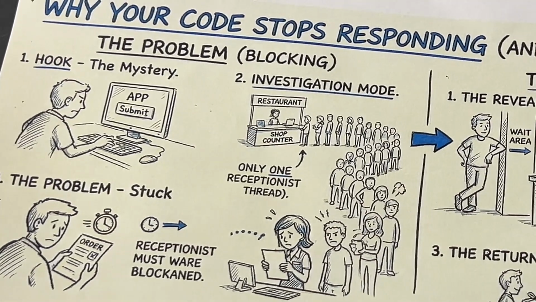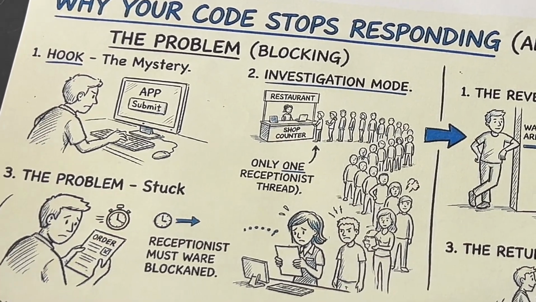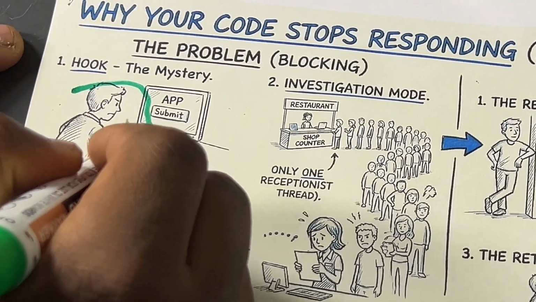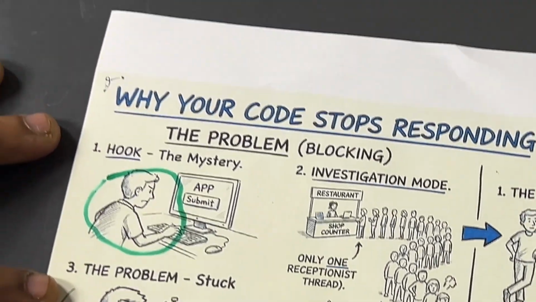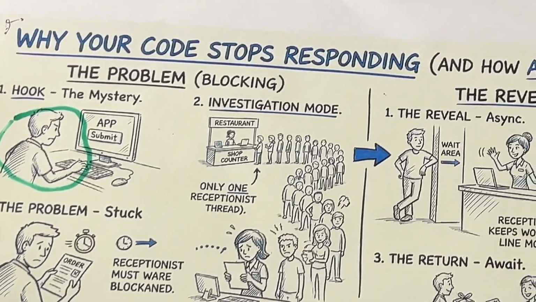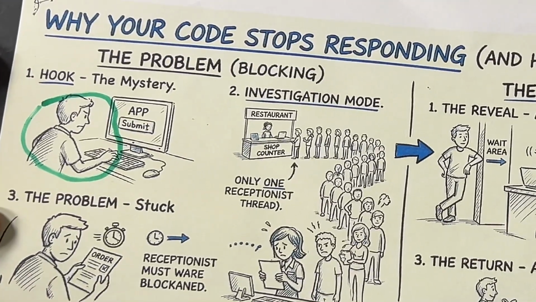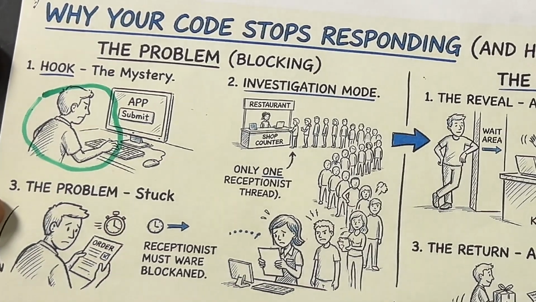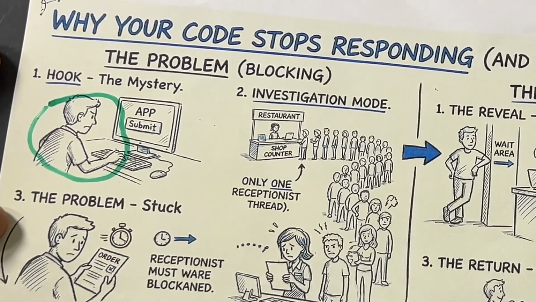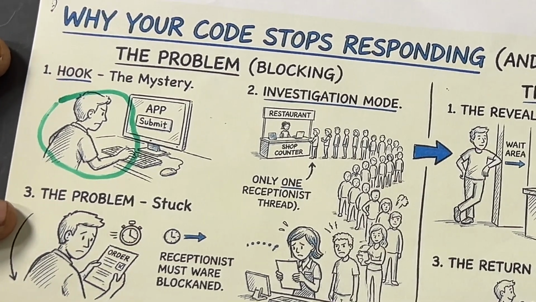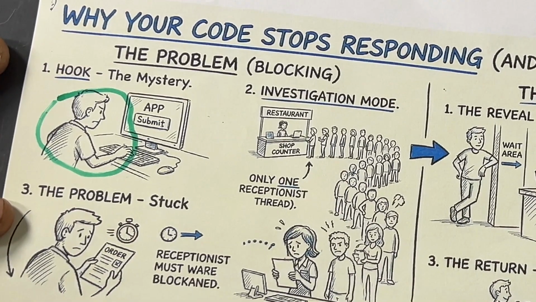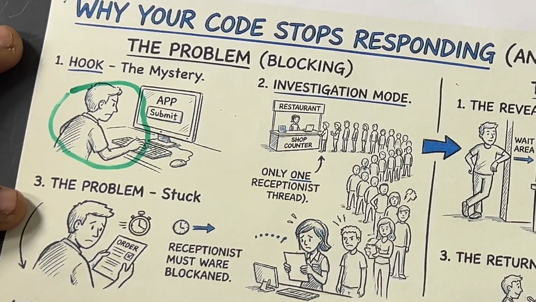Imagine your app is a restaurant with only one receptionist. Each customer is a task your app needs to handle. This means services will be slow when more than one customer is simultaneously placing orders.